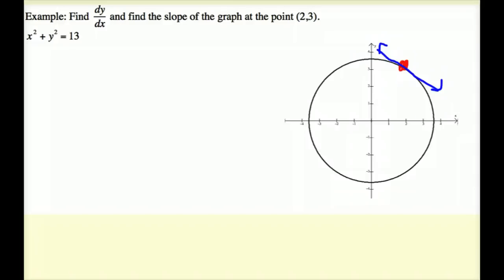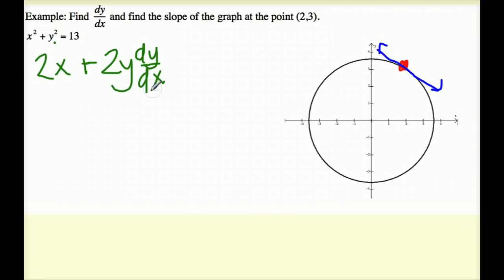The derivative of x squared is 2x plus, now I need to take the derivative of y squared. Well, the derivative of y squared is 2y, but since I have a y, I'm going to multiply this by dy/dx. This is the first time we're actually taking derivatives with two variables, so we're going to want to make sure that anytime I have a y, I'm going to multiply it by dy/dx. And then I take the derivative of 13, which is equal to 0.